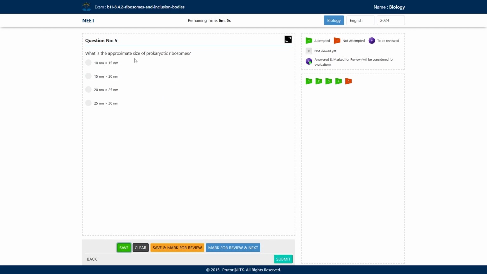Next one, what is the approximate size of prokaryotic ribosomes? You have four options A, B, C, D. What is the correct answer? Okay, the correct answer here will be option number B. Clear, 50 nanometer into 20 nanometer. This is the correct answer.